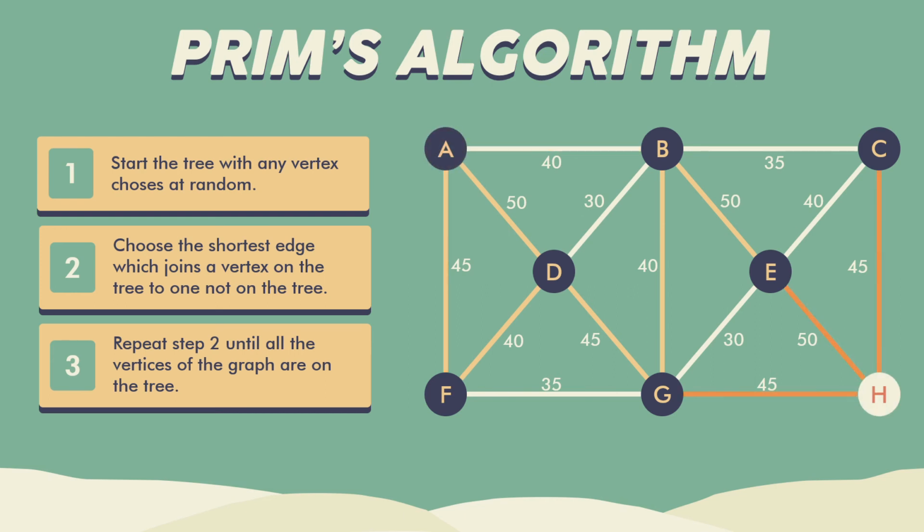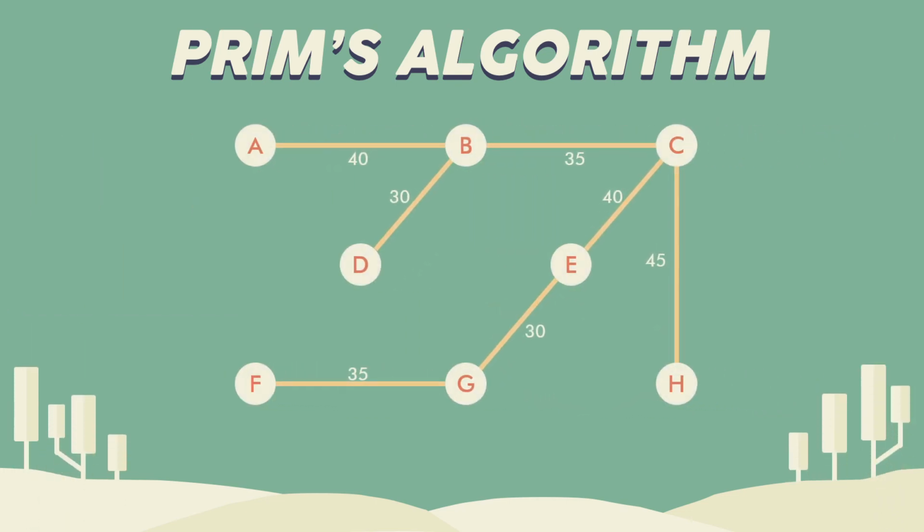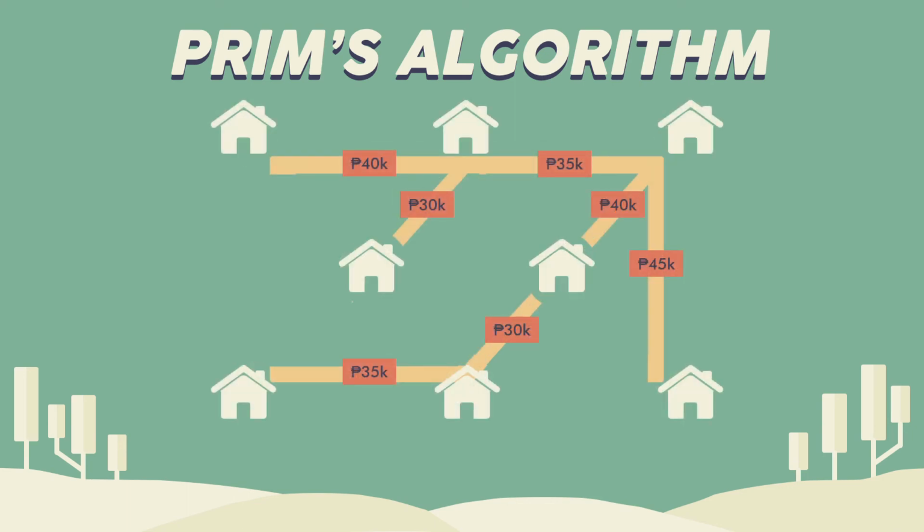And finally, we add vertex H to the tree by choosing either edge GH or CH. Let's choose edge CH. And voila! We now have another MST for our graph. With this MST, we have a different road plan which also costs 255,000 pesos to build.